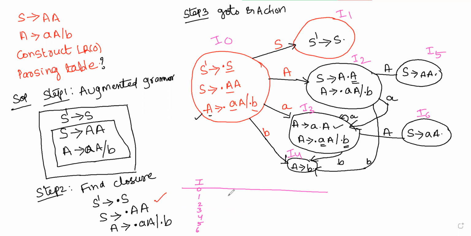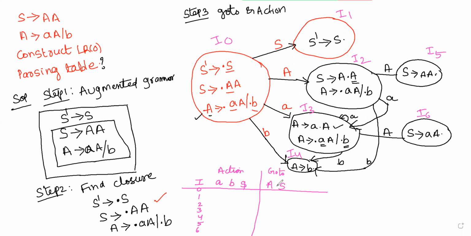Now I am going to take the action part here. The action part is what you have to do: you have to write all the values that we have, that is a, b, dollar. Very, very important. Now you are going to write the goto, this is called A, comma, S.